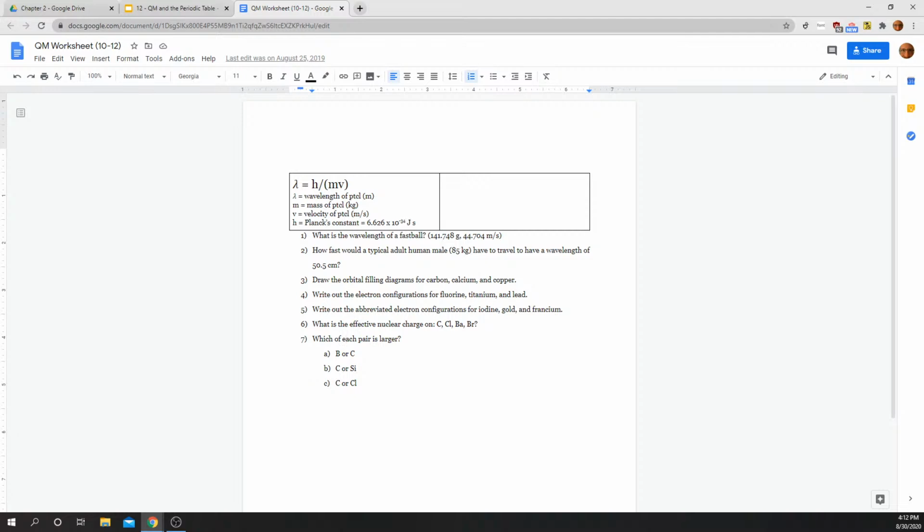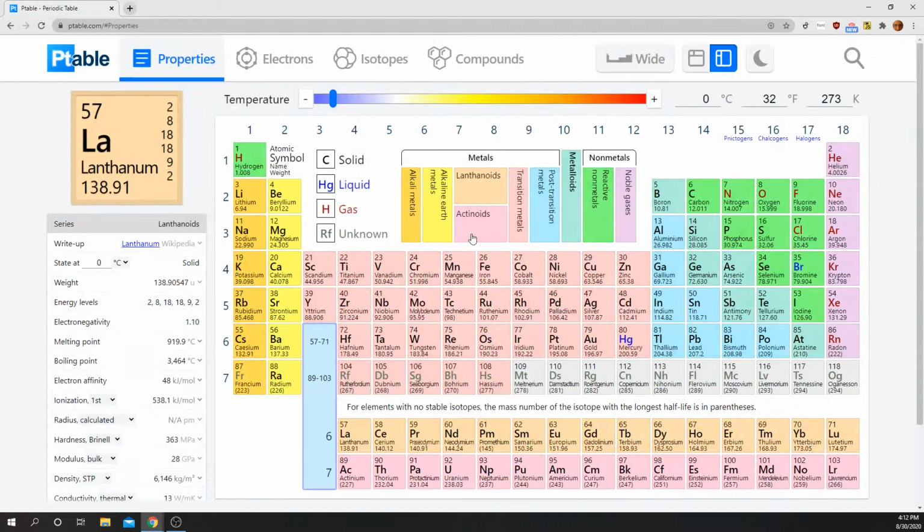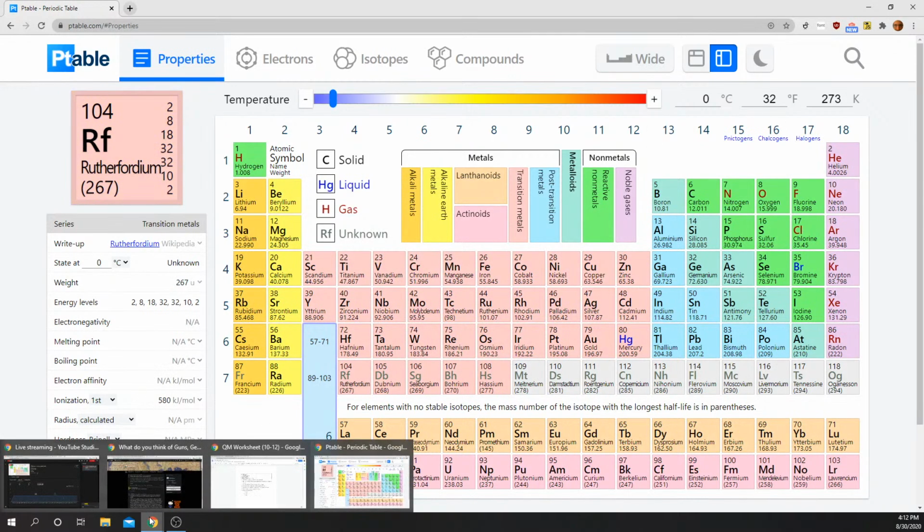Now, finally, which of each pair is larger? First up, we have boron versus carbon. Boron is here, carbon is here. They're in the same row, so we're talking about effective nuclear charge. The trend for the row is effective nuclear charge increases from left to right. So carbon has a higher effective nuclear charge. Its protons can pull harder on those valence electrons. So carbon is going to be smaller and boron is the larger atom. Further left is larger. Larger on the left.